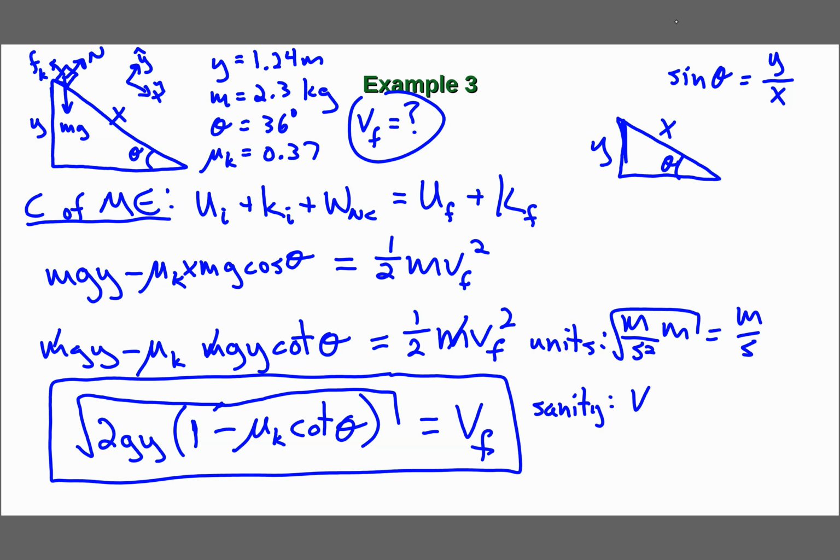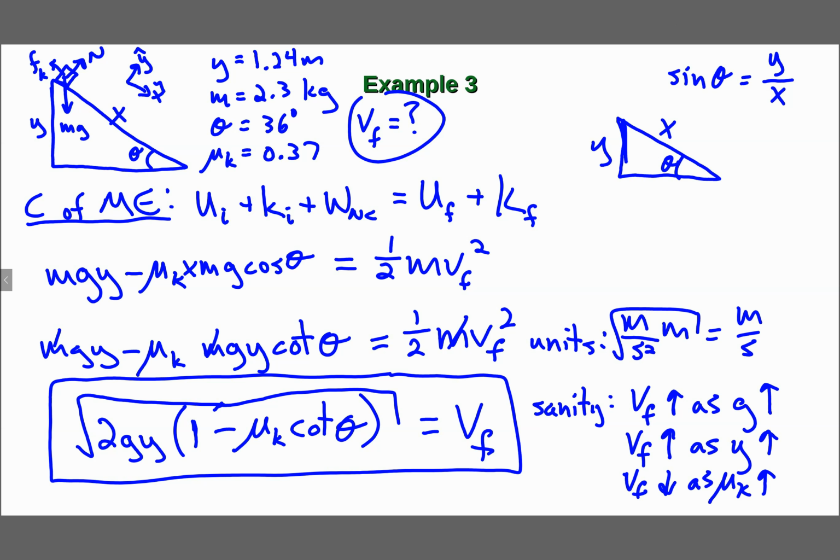Sanity check: Vf up as g up, Vf up as y up, and Vf down as mu k up. Okay? So if our acceleration from gravity is bigger, we're going faster at the bottom of the ramp. That makes sense. If I make the ramp taller, I'm going faster at the bottom of the ramp. That makes sense. And if I make friction stronger, I'm going slower at the bottom of the ramp.